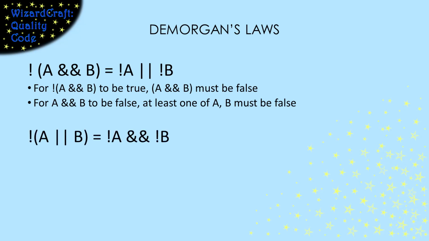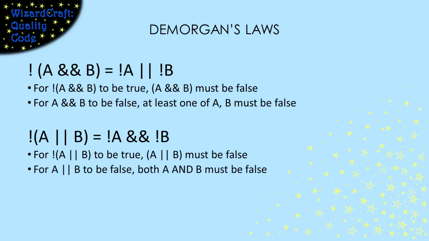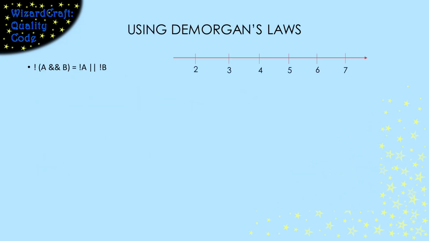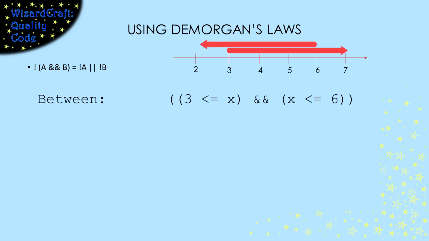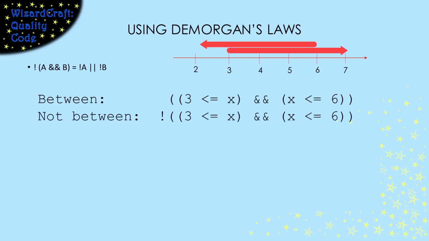He also gave us the opposite of an OR is the AND of the opposites, and similar reasoning shows why that's true. We need an example to show why we care about this. I said it's easier for me to think about betweenness, so let's start with that and derive not betweenness. So, for x to be between 3 and 6, 3 must be less than or equal to x, and x must be less than or equal to 6. I can get not between just by putting an exclamation before that. But that's pretty yucky code. Let's use DeMorgan's Laws to simplify that.